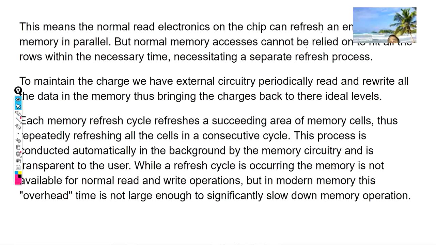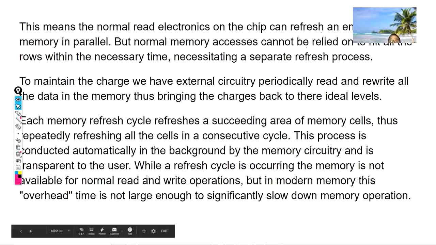While a refresh cycle is occurring, the memory is not available for normal read operations. When this refresh is going, you can't do any read or write. So this is sort of overhead. There's certain times when you have dead time and you can't use a certain line. You may ask for a certain line of memory and it's just in the middle of a write or a read, so you have to wait. It says that in modern memory, this overhead time is not large enough to significantly slow down memory operation. Which is a little bit surprising to me because the whole point was that it's slower, but based on what I've read, this overhead is not so significant.